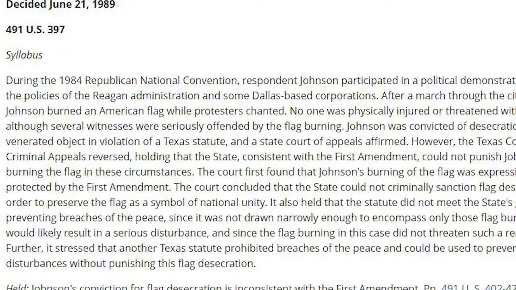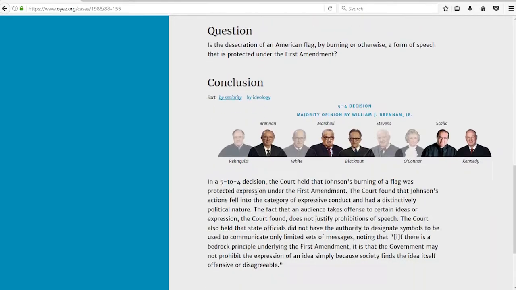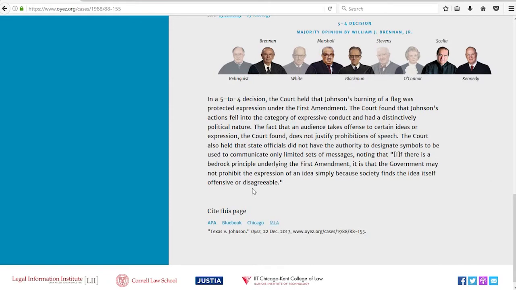The syllabus. The syllabus is written by somebody who works for the court, and it's just a summary of the facts of the case and how the court decides to vote. It's a great place to start. Always read the syllabus first. OYEZ does something even cooler. They actually lay out the very, very short paragraph, the facts of the case, and a summary of the case.